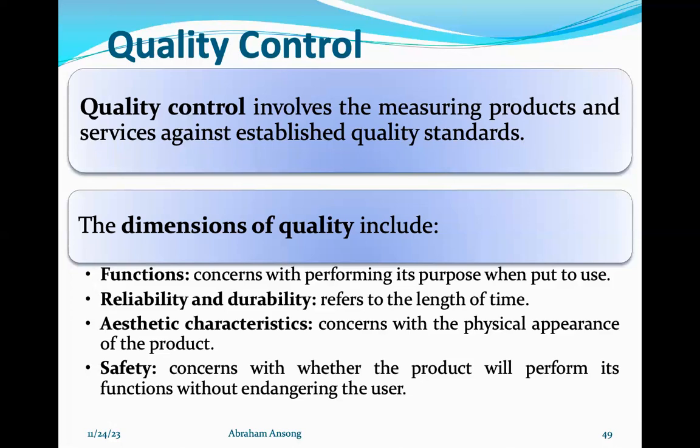So quality is not just durability. Most of the time when we mention quality, that is what comes to mind. Is it durable? It could be durable, but not functional, right? Especially mobile phones, you can still have one that looks like a mobile phone, probably very nice, but cannot perform the functions of a mobile phone. That is not quality. So quality must address these five points that we have here: functions, reliability, durability, aesthetic characteristics, and safety.